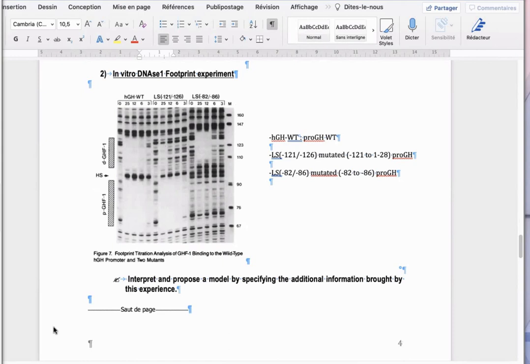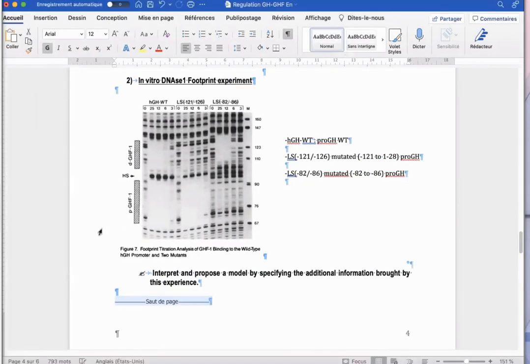So how to analyze this? Okay, let's start from the top. From the top, we have three versions of the promoter: the wild type, one mutated version, I will explain why, and another type of mutation, I will explain why also.